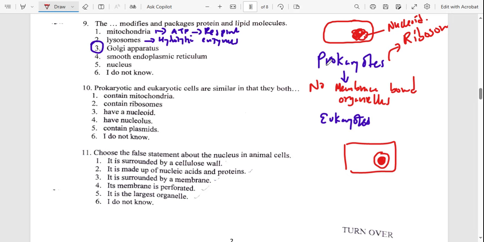Prokaryotic and eukaryotic cells are similar in that they both contain cell walls, cell membranes, ribosomes, cytoplasm. Contain mitochondria? False. Contain ribosomes? True. Have a nucleoid? Nucleoid is only present in prokaryotic cells. An example of a prokaryote is a bacteria. An example of a bacteria is E. coli, an important bacteria that affects females.